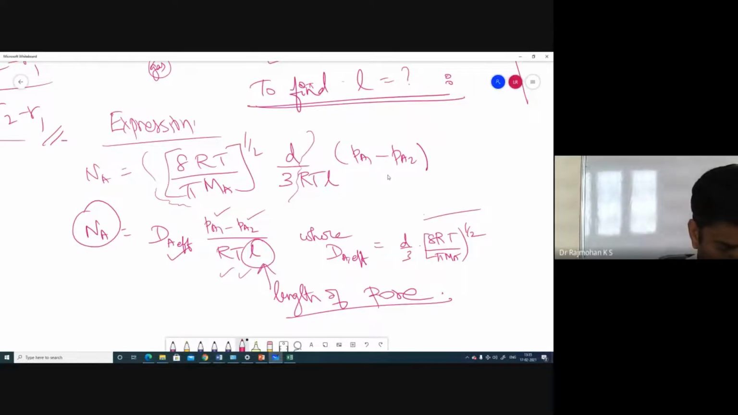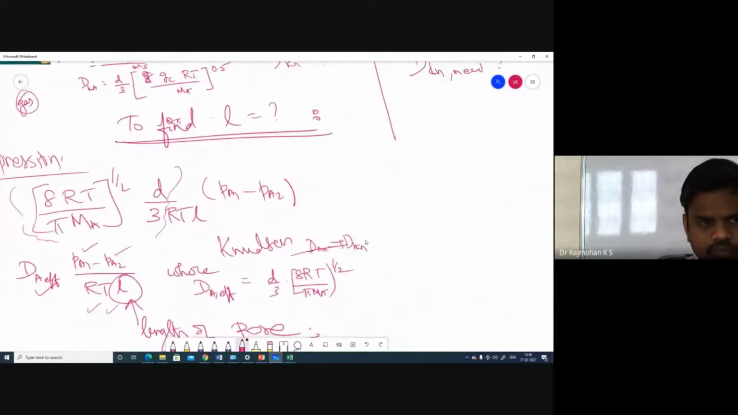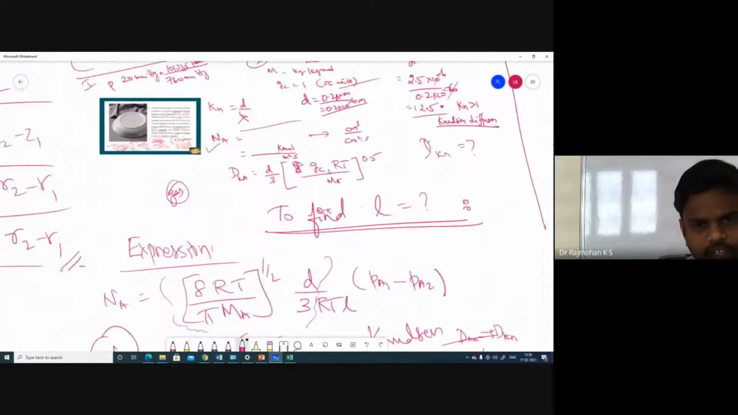What I am saying is, here for Knudsen diffusion, your dA effective is dKn. Both are same, d by 3, 8 RT by MA power 0.5. GC I have skipped because for SI units, that GC, both are same equation only. Here also I gave the same, d by 3, 8 RT by MA power 0.5. Here also same only again.